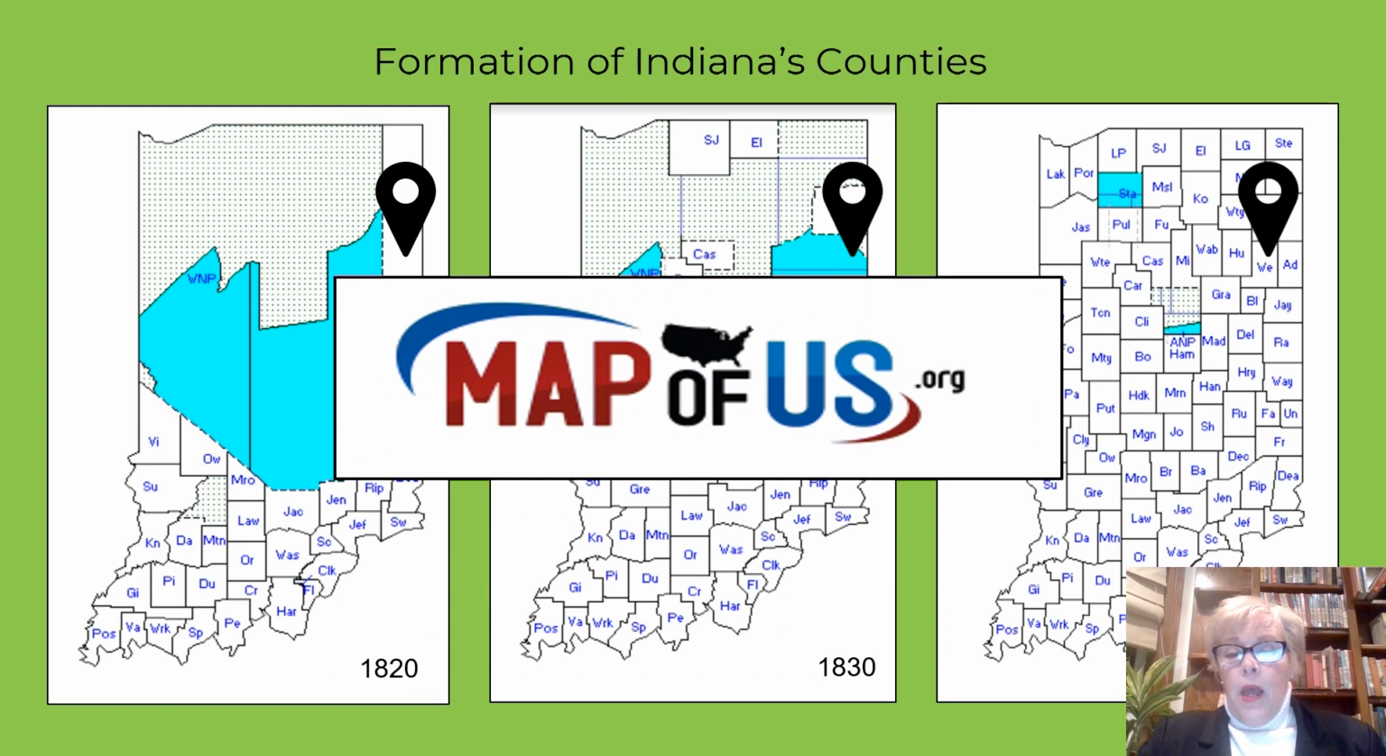Now, these maps are available on mapofus.org. It does every state in the union, so wherever your family may be from in the United States, if you have family from before all the counties were formed, you may find this of interest and very helpful, especially when applying your census information and other information from your timeline.